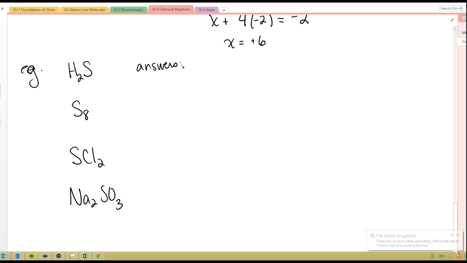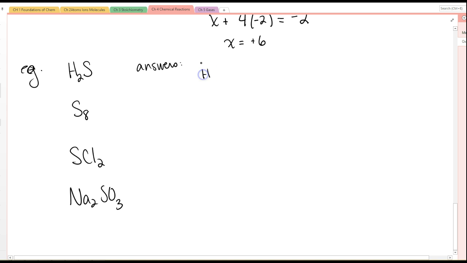All right, in hydrogen sulfide, hydrogen is going to be a +1, so sulfur has to be a -2 so that they balance out to 0. S8 is elemental, so the sulfur's oxidation state is 0 in that case. Actually, the better way to write that is like this. In sulfur chloride, SCl2, the chloride is a -1. So that means that the sulfur has to be a +2, so they come out to be neutral.